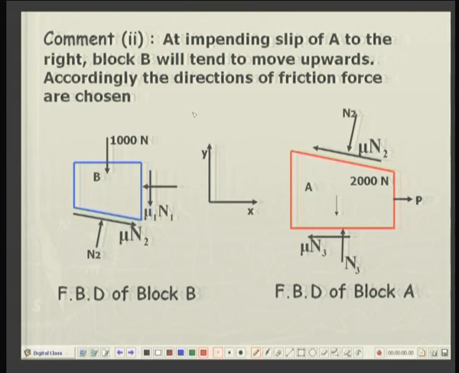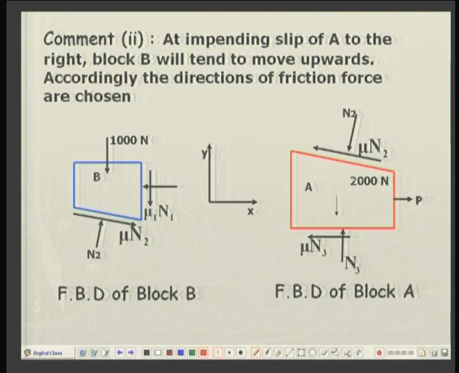So, at the impending slip, as we have said, of block A to the right, block B will tend to move upwards, and accordingly the direction of the friction forces is chosen like this. Between block A and B, since block B is going to move up, a point on it will be moving in this direction. So, the force of friction will be downward and to the right, and there will be an equal and opposite force on block A.